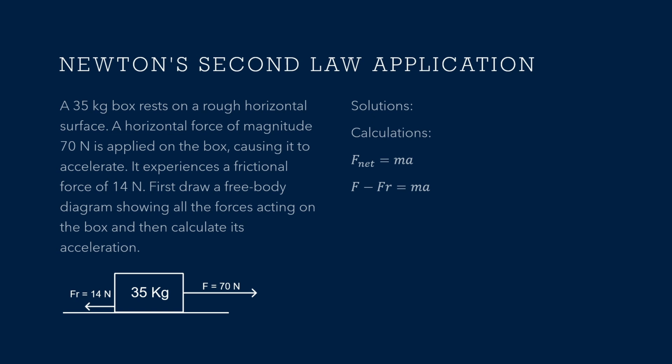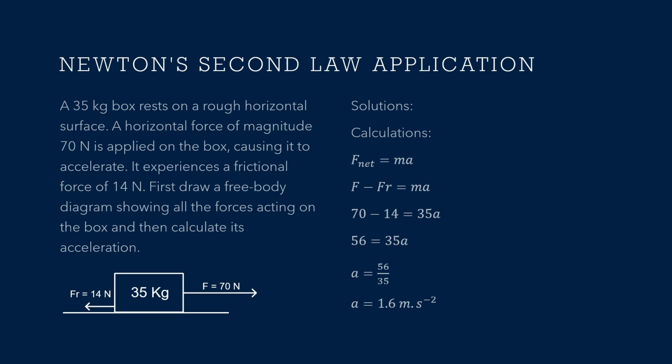Now substituting in everything I know, 70 minus 14 equals 35a. Solving for a, I get 56 equals 35a, and hence acceleration equals 56 divided by 35, and hence acceleration is 1.6 meters per second squared.